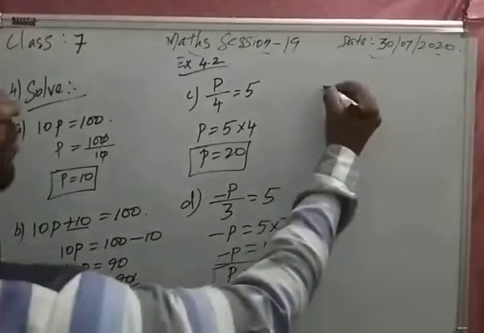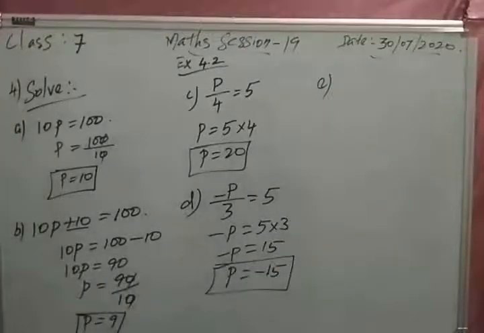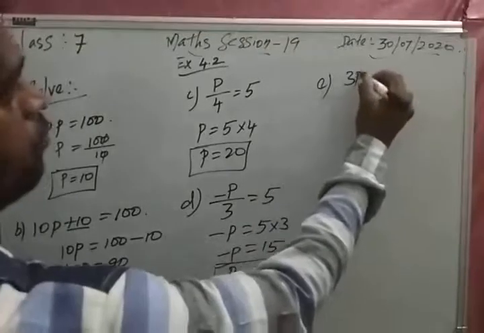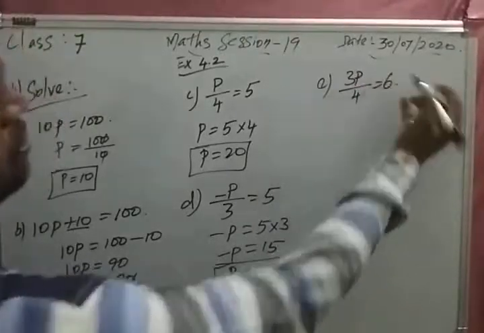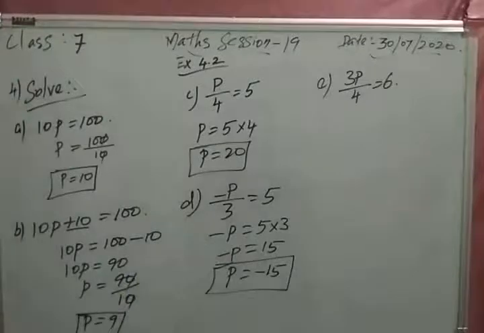Okay. Next E. What's the E question? They have given that 3P upon 4 is equal to 6.